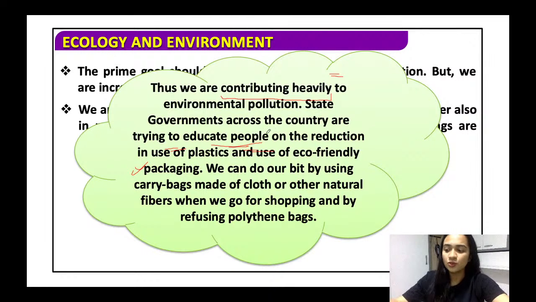ये जो स्टेप है वो स्टेट गवर्नमेंट के द्वारा लिया गया है, ठीक है? एंड वी कैन डू आवर बिट. So how do you do your bit? That means how can you contribute to this? Avoid using plastic carry bags, or try recycling them, and mostly use cloth or any other natural fibers like paper bags or something like that.